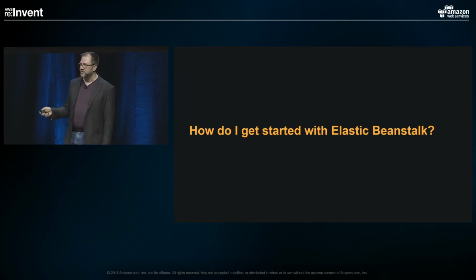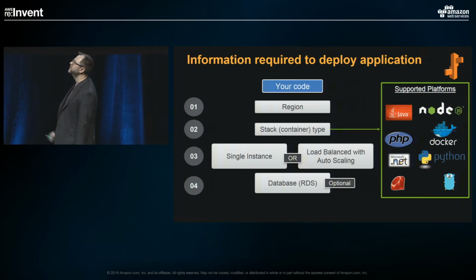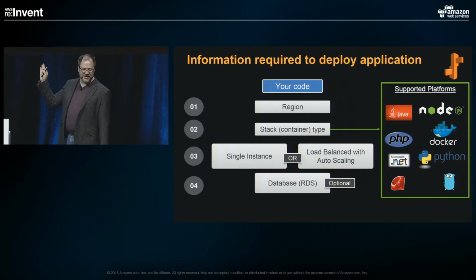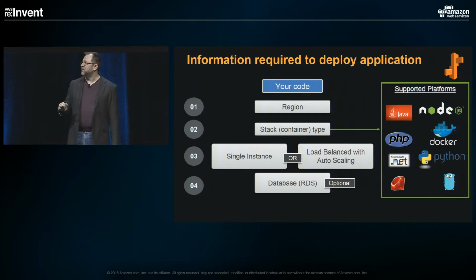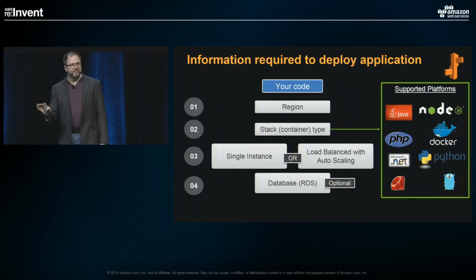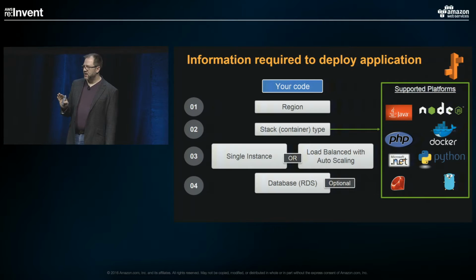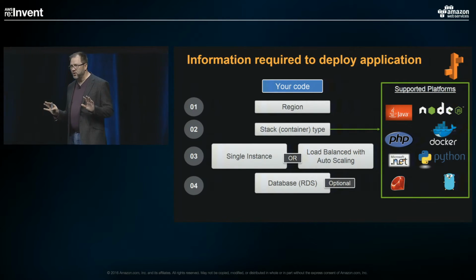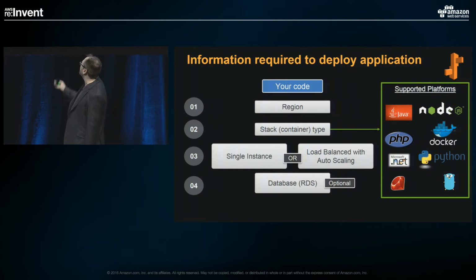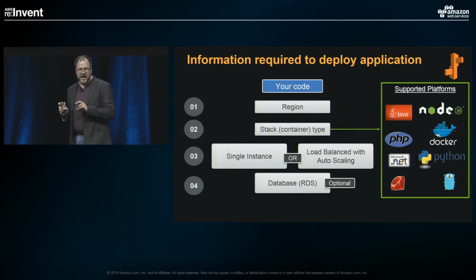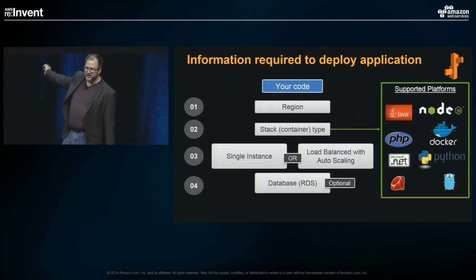How do you get started with it? That's a great question that I asked myself. So this is all you need. You need to provide your code and then answer a few kind of questions. You decide exactly how you want to walk through the process of standing up your application. You pick a region. We're in every public region. Beanstalk is among the very first to deploy, so as the regions grow, we hope to always be there near launch.